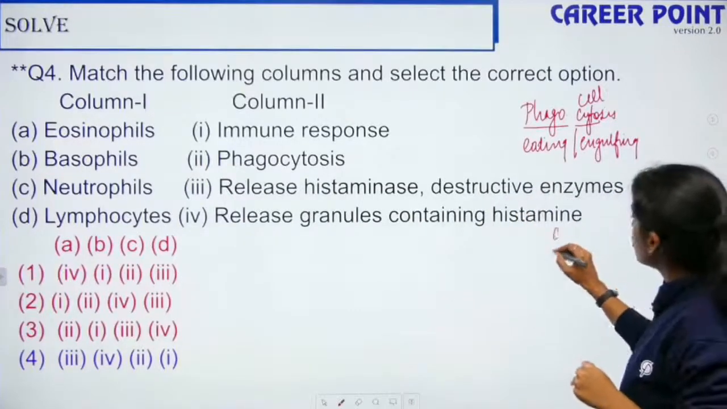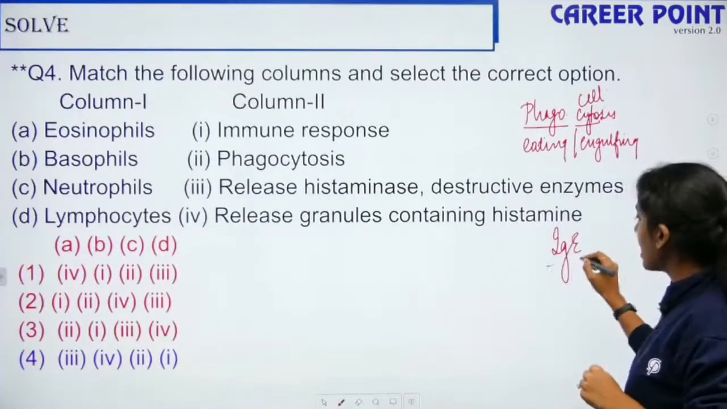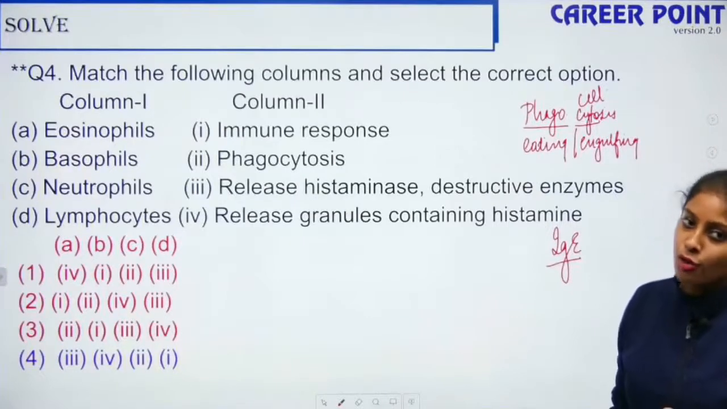Yes, IgE is for allergy and E stands for epsilon.